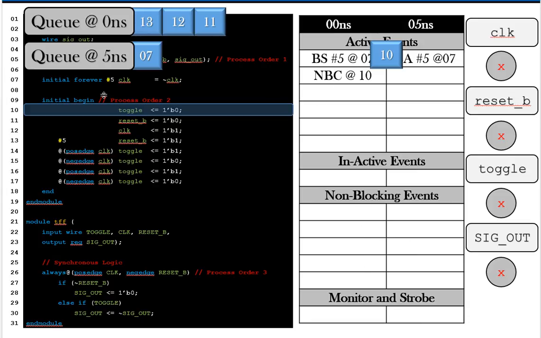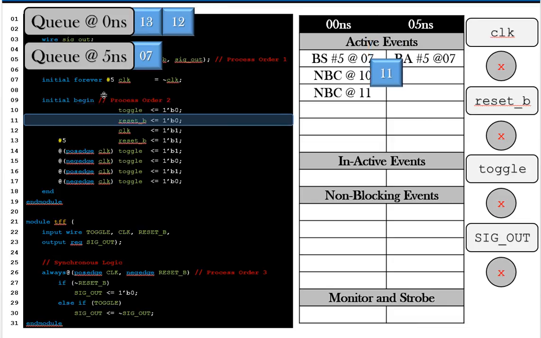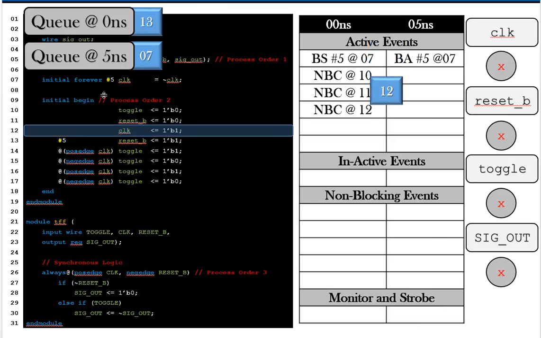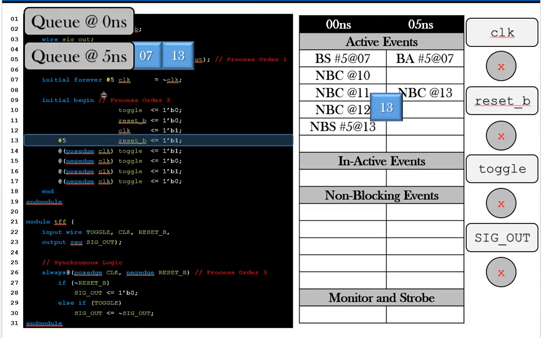So you'll see line 10, we get a non-blocking capture. Line 11, we get a non-blocking capture. Line 12, we have a non-blocking capture. Line 13 is a non-blocking schedule, but it's for 5 nanoseconds later. So what we're going to do is put line 13 onto the queue T plus 5 nanoseconds. So now we have 7 and 13 to solve after we're done with everything.